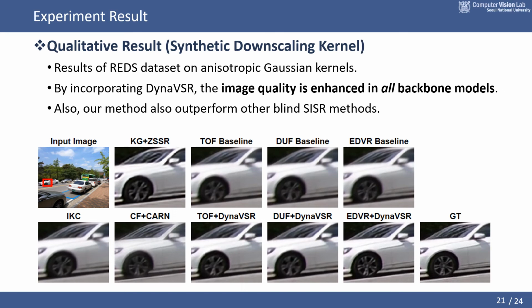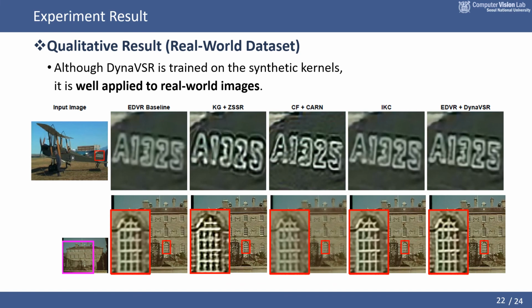Qualitative results also demonstrate the superiority of the proposed framework. As shown in the figure, the blurry context of the hill shown in the VSR baseline results gets much sharper using DynaVSR. Also, the network gives better results than the blind SISR methods. Even for real-world videos where no GT downscaling kernels are available, DynaVSR is still effective, although we only use synthetic training examples. This shows the generalization capability of the DynaVSR framework to videos in real degradation settings.